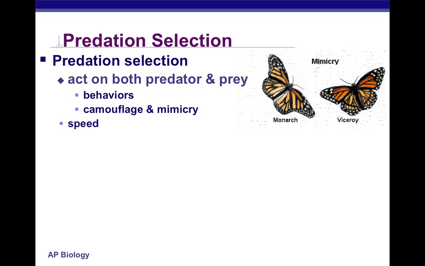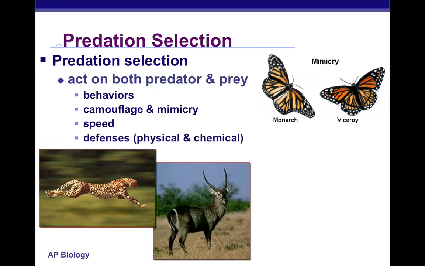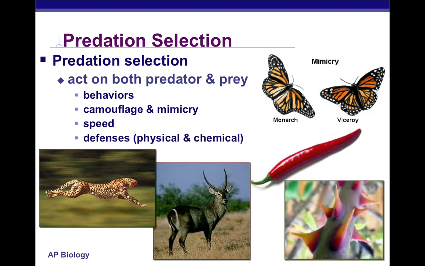And obviously speed helps you get away, or helps you be a better predator. Then there are defenses, both physical defenses, like horns or thorns, or chemical, meaning the taste, like pepper. It's very hot to the taste, so they developed that so that they wouldn't be eaten by different animals.